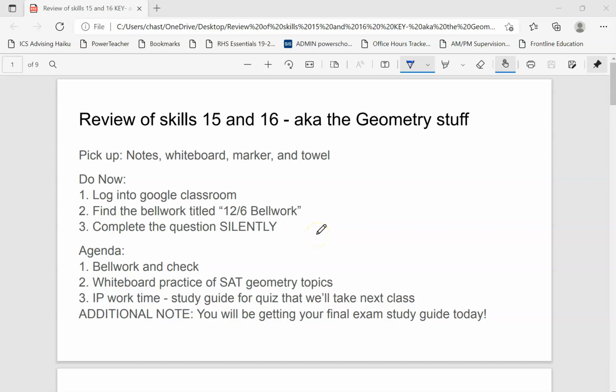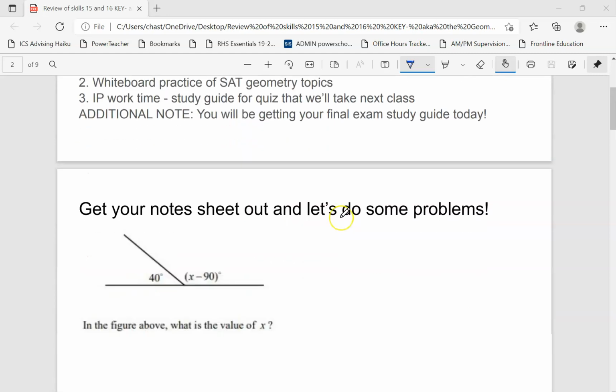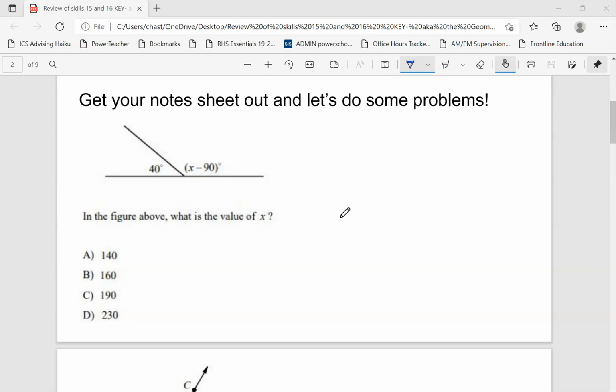Alrighty, everybody, we are going to look at a review of skills 15 and 16, aka the geometry stuff. Okay, so let's do some problems. The first one here, we are asked to find the value of x.